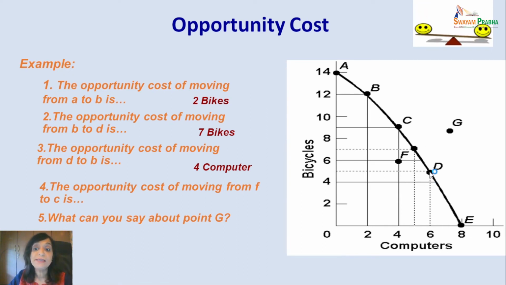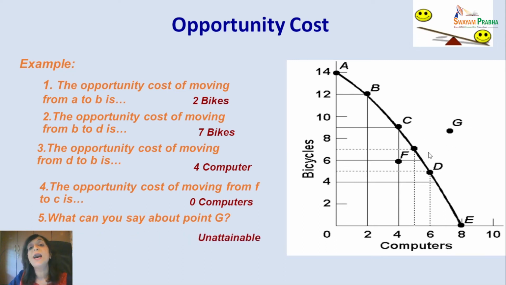Similarly, if you go back from D to B, at D you are producing 6 computers, but at B, you are producing 2 computers. This means you have reduced production of how many computers? 4 computers. And similarly from F to G, F to C, and then G.